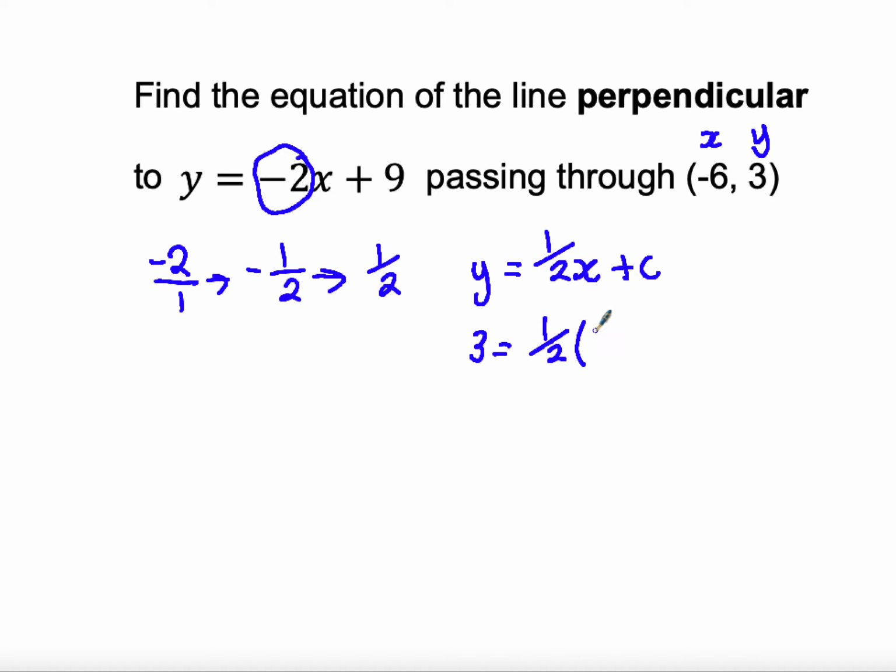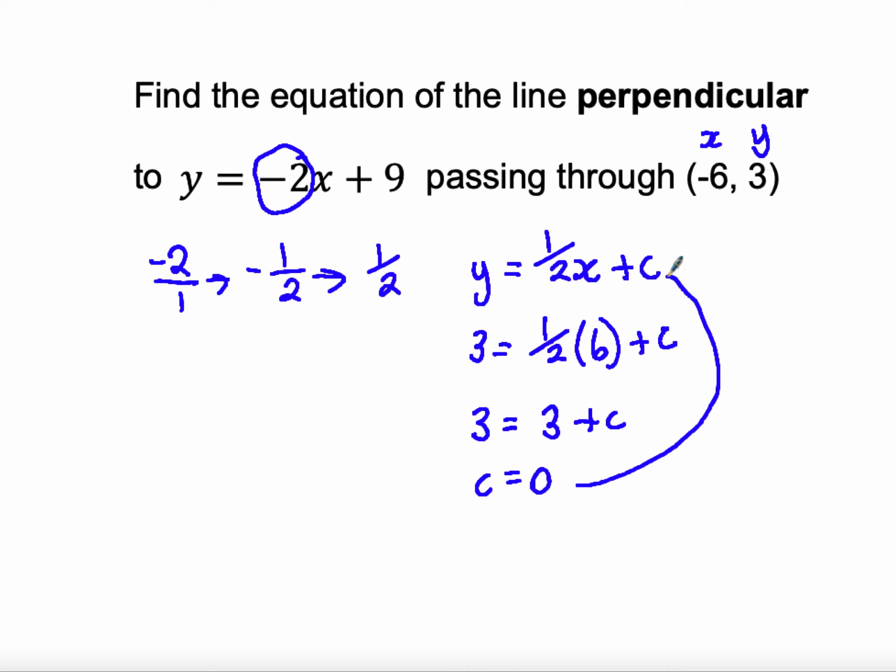Half of 6 plus c. So substituting in, 3 equals a half of 6, which is 3, plus c. That means that c is going to be 0 here.